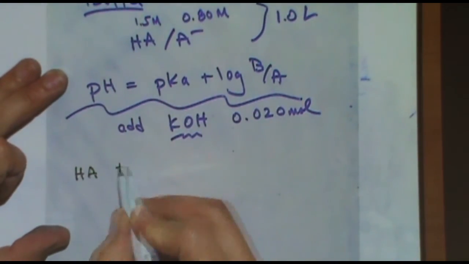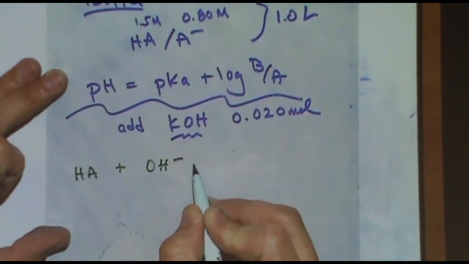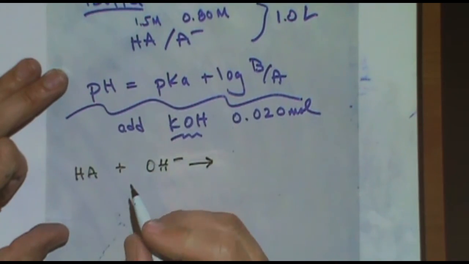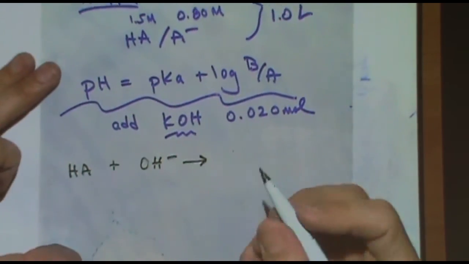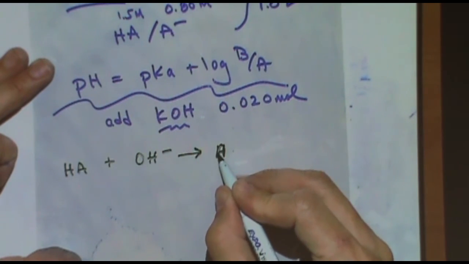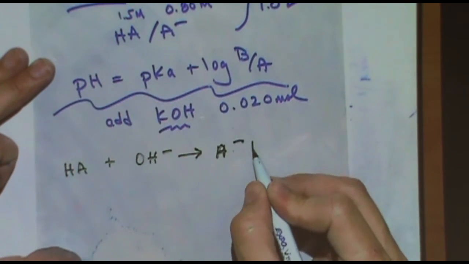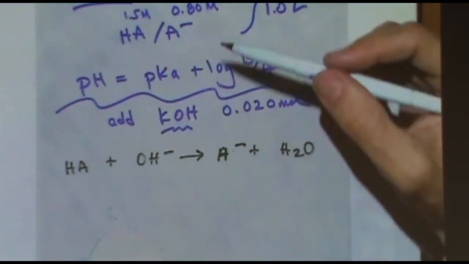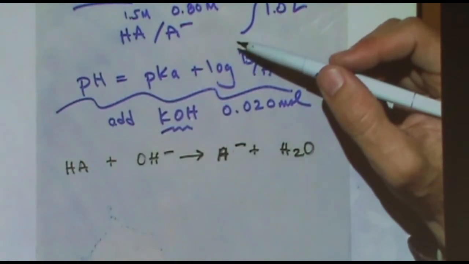Okay, so I'm not going to write the K because it's a spectator ion. I don't include spectator ions in my class. You can, it's not a big deal. You should be able to generate this reaction, A minus plus H2O. So again, I've added KOH to my buffer. I'm trying to figure out what happened.